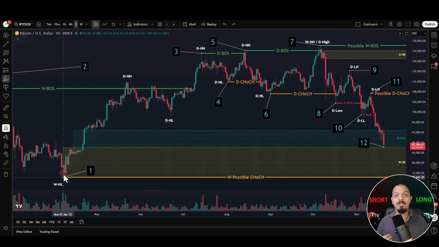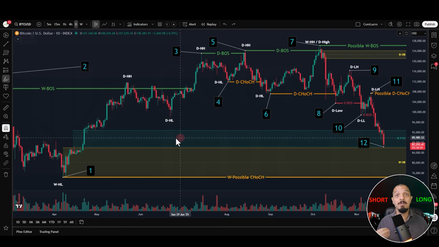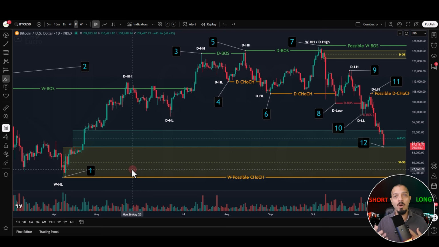So let's begin with step 1 to analyze the chart. At the far left of the chart, we have the weekly higher low, which marks the beginning of the entire weekly bullish leg. This point is important because it represents the last major low that held before the market started its strong push upward. From this level, Bitcoin created a clear displacement to the upside, leaving behind a weekly fair value gap and forming the structure that leads all the way into the weekly higher high at step 7.